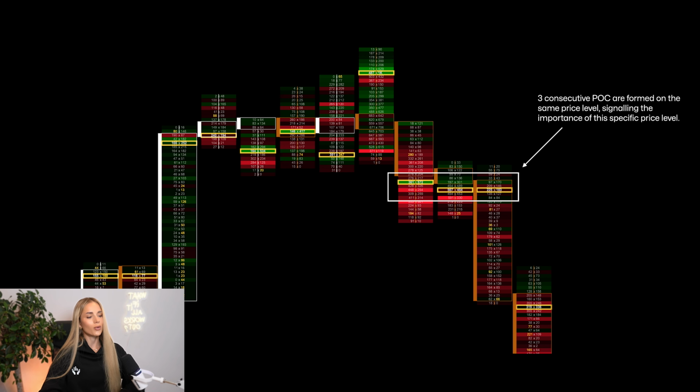Now, here is where it gets powerful. When two or more consecutive footprints have their points of control at the same exact price level, multiple points of control at the same price mean that over several consecutive candles, the most important price level was exactly identical. This is institutional activity. That's the level the big players keep coming back to. And in the next lesson, you'll see exactly how you can trade it.